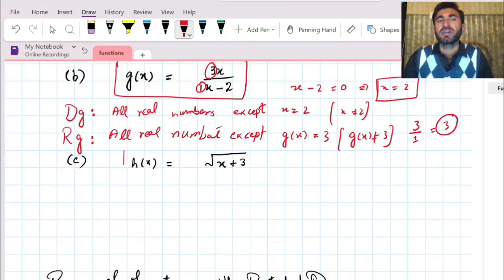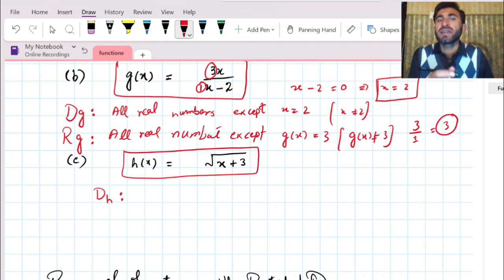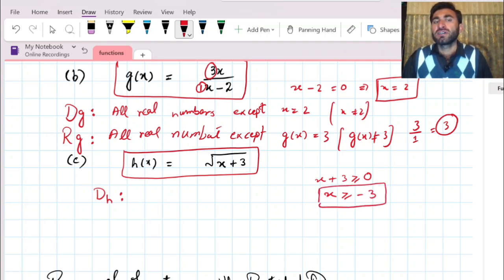Now coming to part C, where he gave us a function h of x defined by square root of x plus 3, and we have already dealt with a square root function. Here the domain of function h will be given as, we can see that there cannot be a negative number under a square root, so that's why we will write it as x plus 3 greater than or equal to 0. It can be 0 or it can be greater than 0, but it cannot be less than 0. So it implies that x is greater than or equal to minus 3. That is the domain of function h.